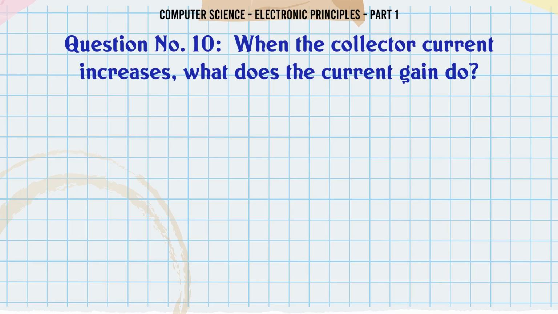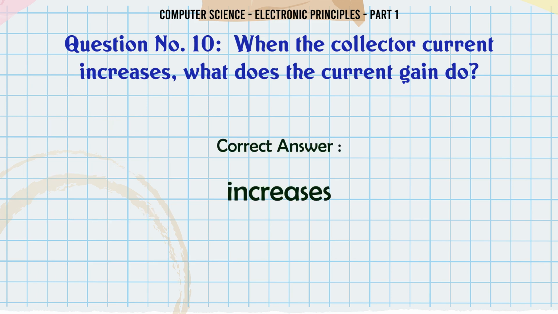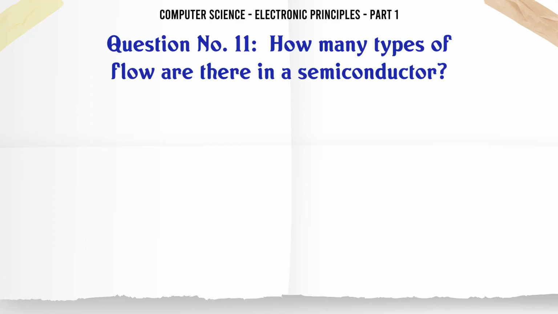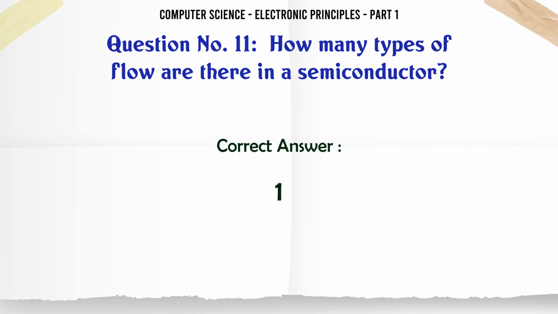When the collector current increases, what does the current gain do? A. decreases, B. stays the same, C. increases, D. any of the above. The correct answer is increases. How many types of flow are there in a semiconductor? A. 0, B. 1, C. 2, D. 3. The correct answer is 1.